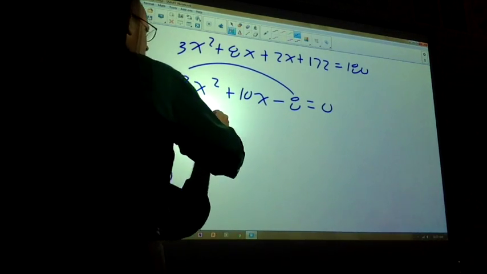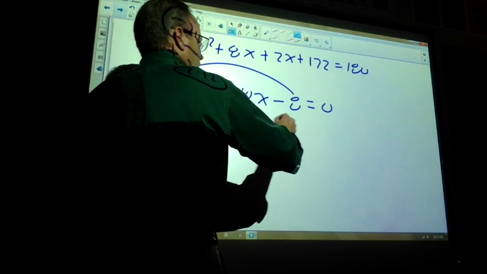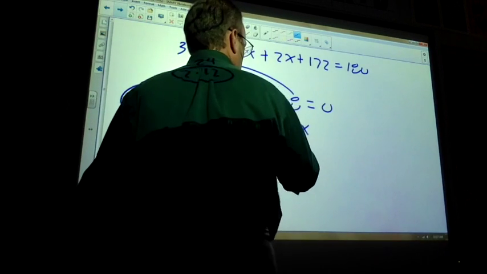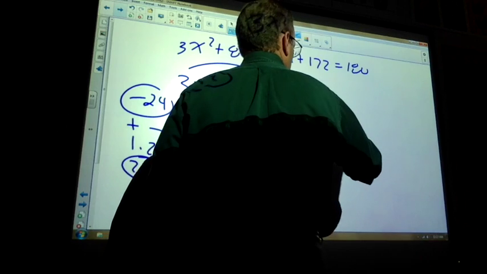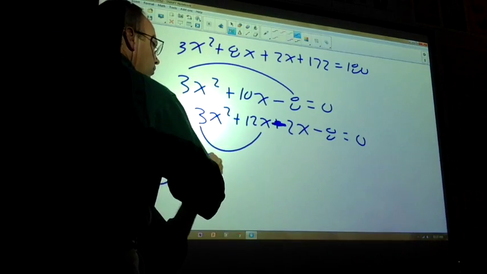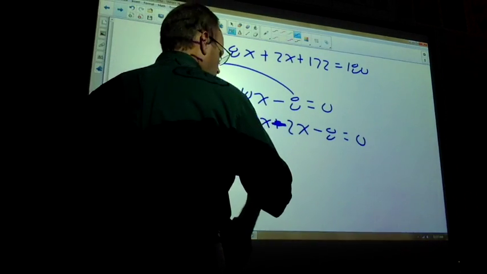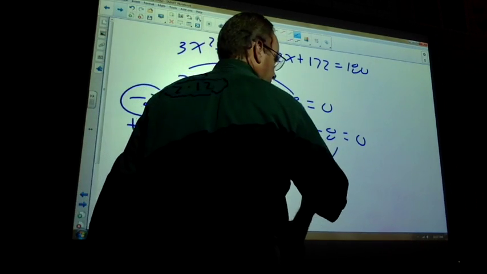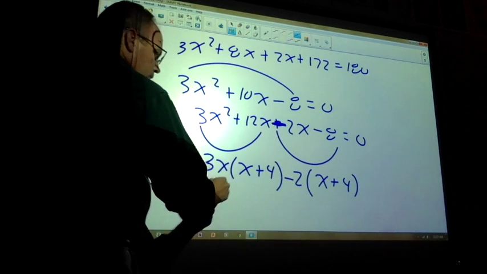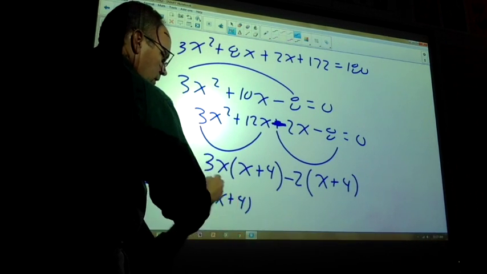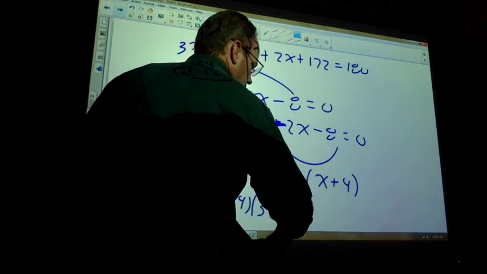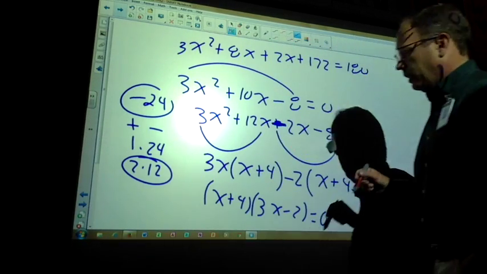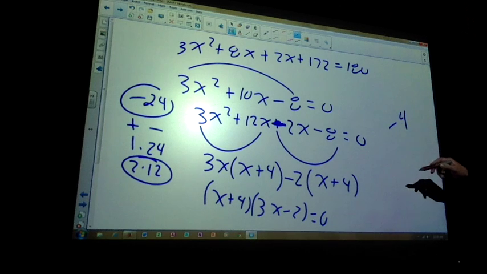So I get 3x squared plus 12x plus 2x. Oh, excuse me, that should be a minus. Minus 2x minus 8. What do I have in common on these two? 3x, that gives me x plus 4. What do I have in common on these two? Factor out a negative, so always factor the negative out here. So I have x plus 4 on each, and 3x minus 2. Still set each of those equal to 0, so I get x equals negative 4, and x equals 2 over 3. Okay?